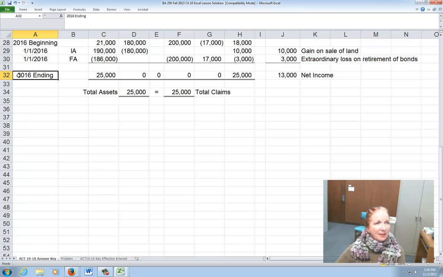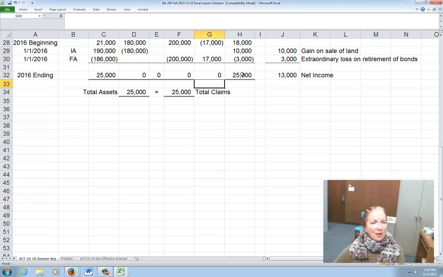Now then, the ending balances here, again, we're going to sum all of these, but when we do that, we don't have very many accounts left. So we have cash, but we sold this land, so when we sum that column, it's 0. We retired these bonds, so when we sum that column, it's 0. We retired this discount, so it's 0.